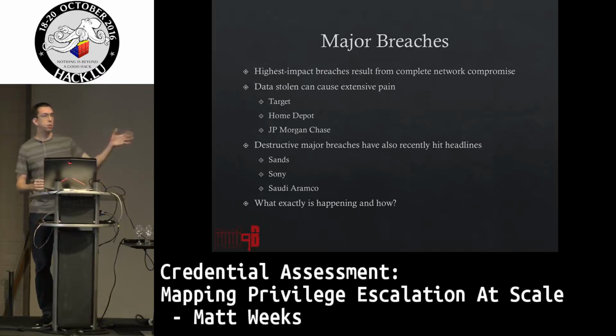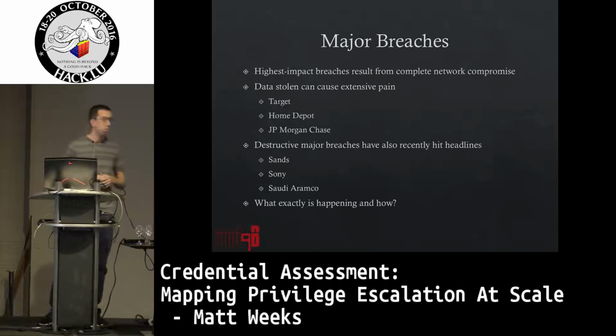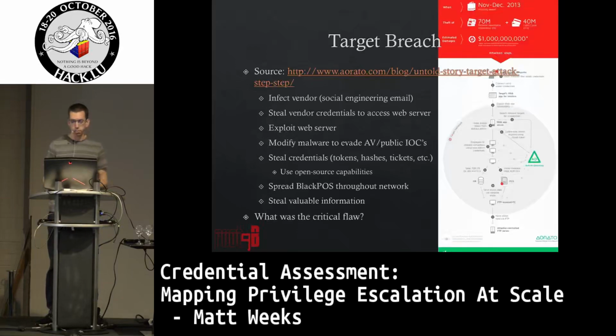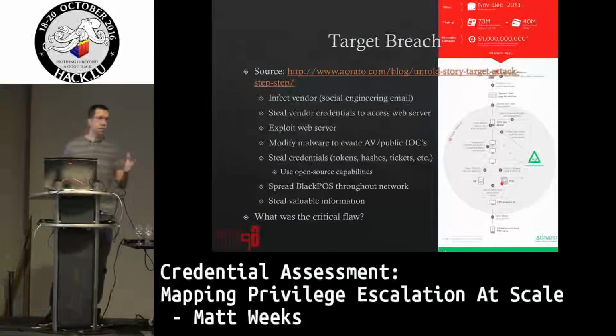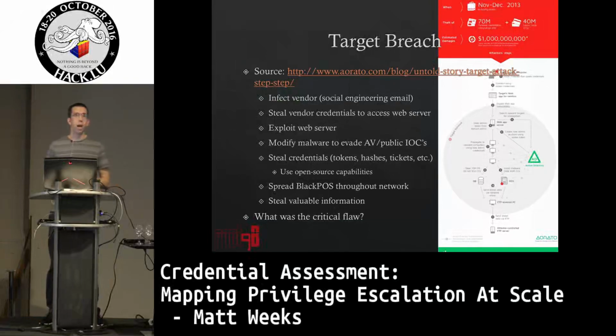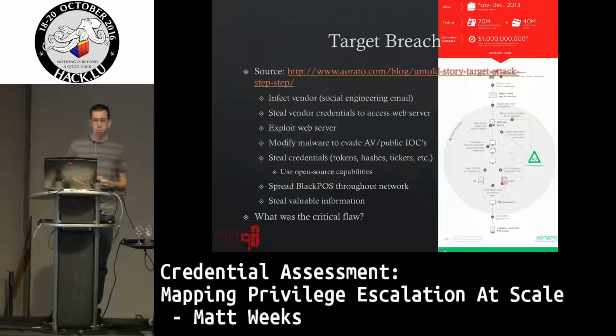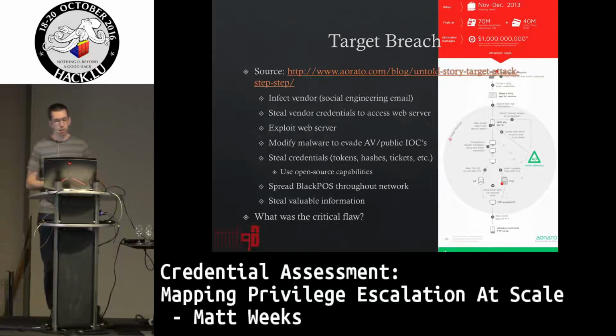So when you look at a lot of these major breaches, the question naturally arises, what exactly is happening and how? And so the best after-the-fact report on what has happened in one of these breaches is probably the Target breach, where we have the most information about it. And there was a great breakdown. I've put the link here. I'll have these slides up after the talk.